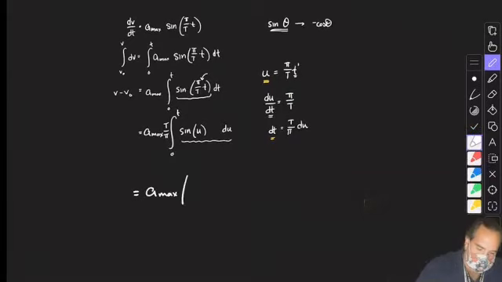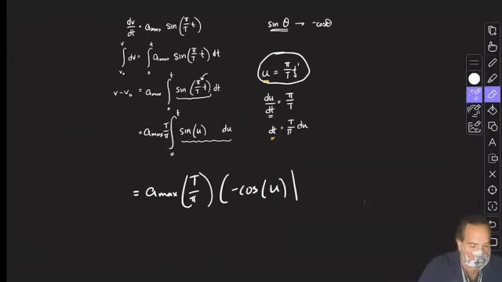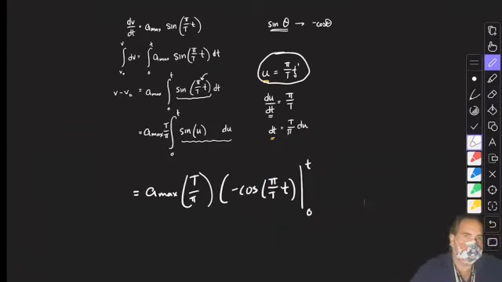So now I get a max times t over pi, and the antiderivative of sine is minus cosine of u. And I don't want u. I want to replace u with what I did for my original substitution. So now that I'm done, I just put the original substitution back in, which is pi over t times t. And now I evaluate that from 0 to t. That's U-sub.